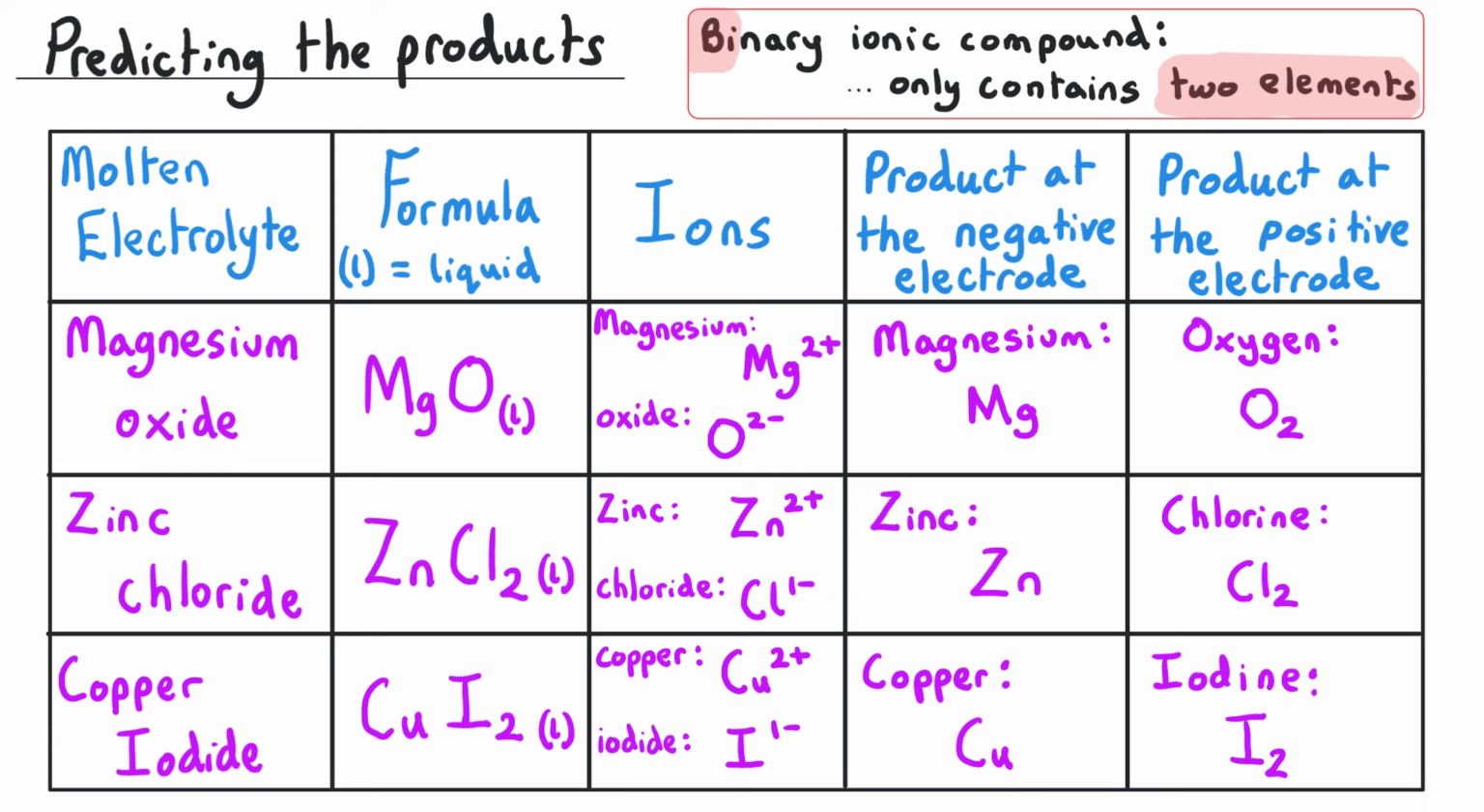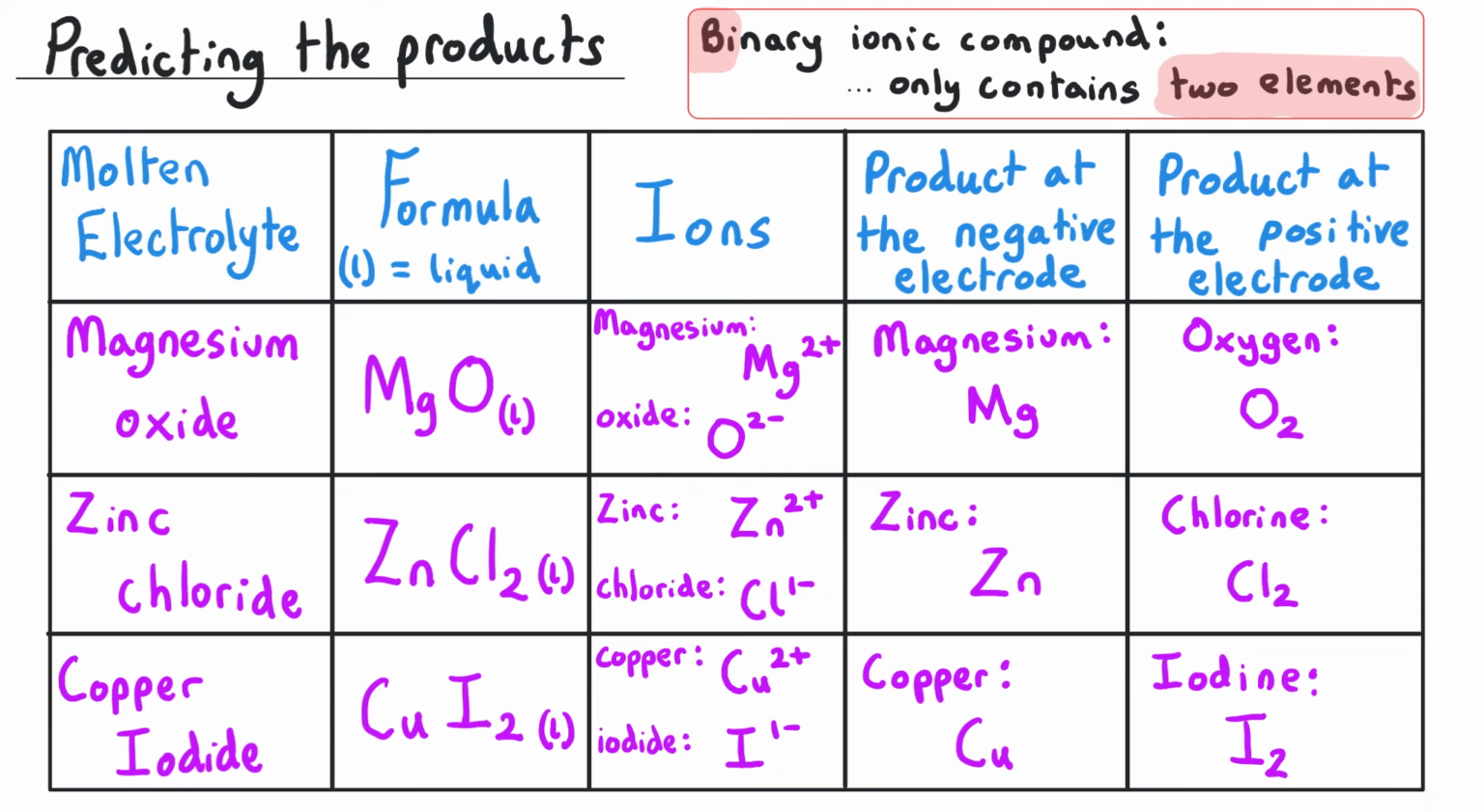It's really important to notice that the ions have got a different name ending to the element that forms at the positive electrode. So we had oxide, chloride, iodide, but we made oxygen, chlorine, and iodine, and that's because the ion has a different name ending to the element.